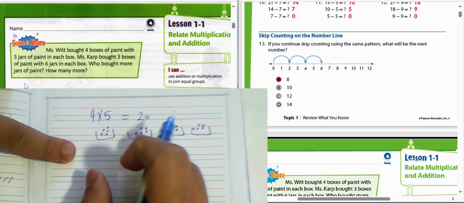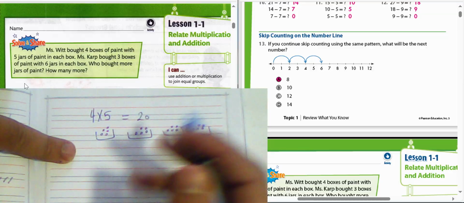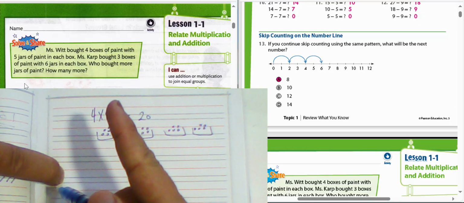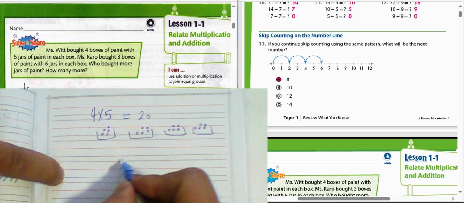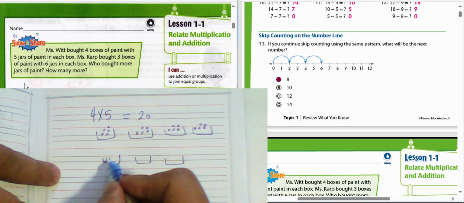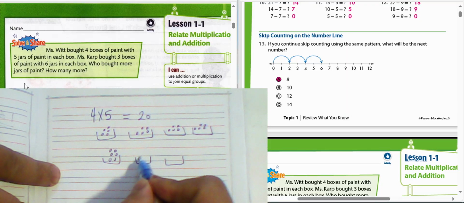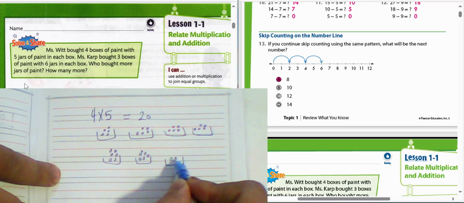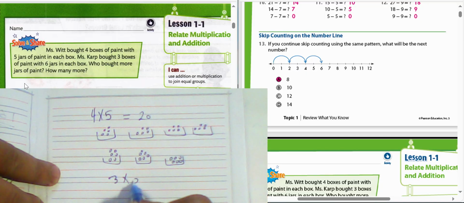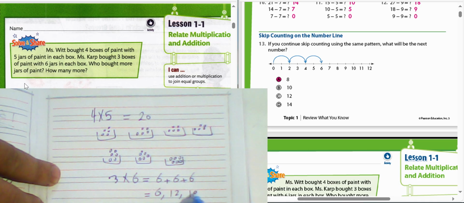It's the number of jars with Miss Wheat. And how many jars with Miss Carp? Miss Carp has 3 boxes, and puts in each one 6 jars. Then we can write 3 times 6. We can write 6 plus 6 plus 6, or 6, 12, 18. And the total number will be 18.